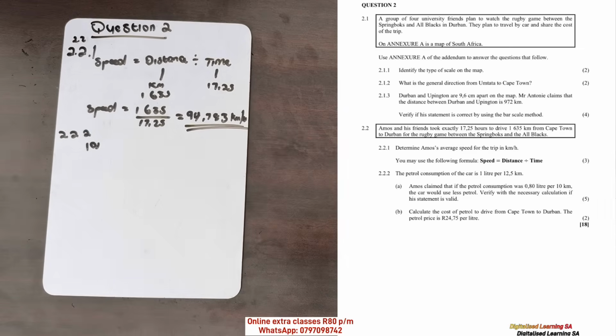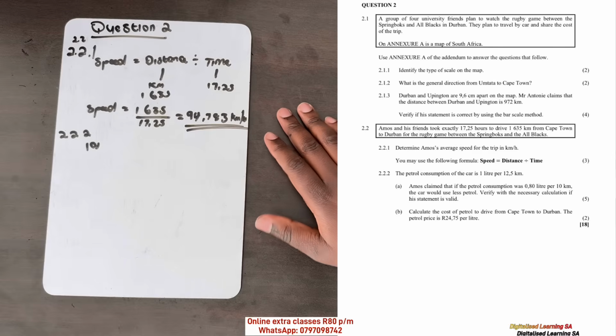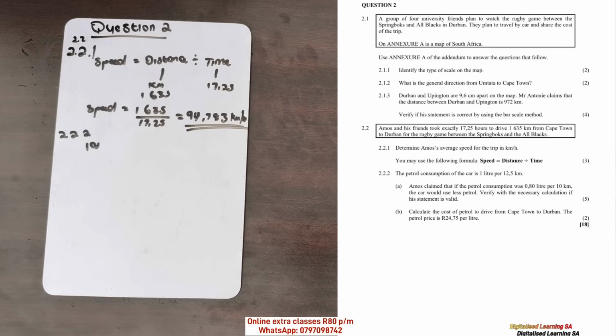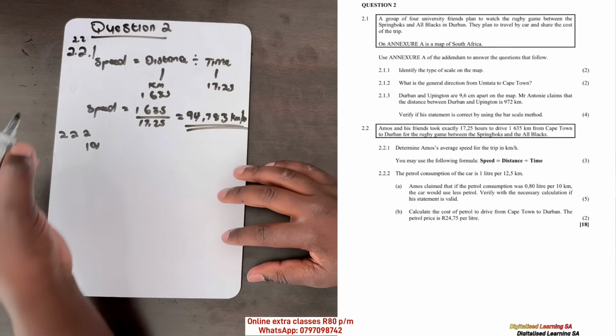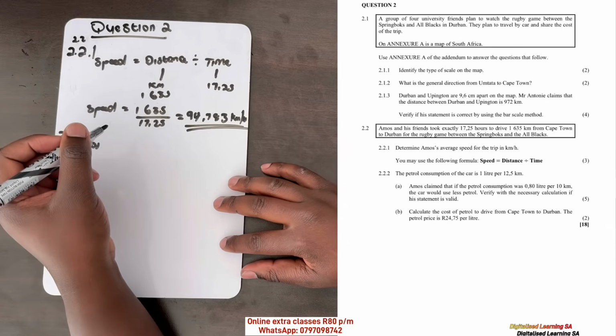2.2a. Question 2.2a says that the petrol consumption of the car is 1 liter per 12.5 kilometers. Amos claimed that if the petrol consumption was 0.80 liters per 10 kilometers, the car would use less petrol. Verify with necessary calculations if his statement is valid. So let's start with the first one.